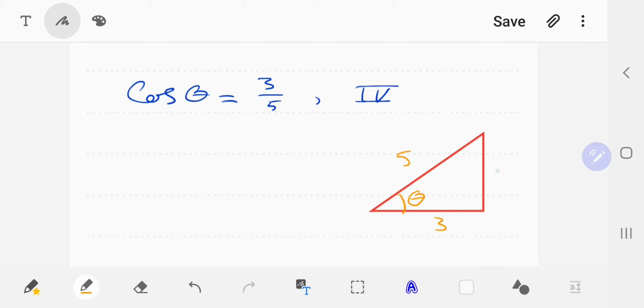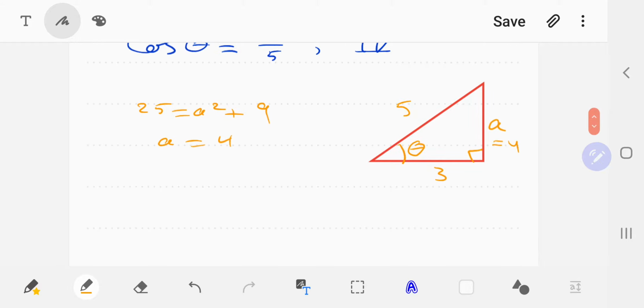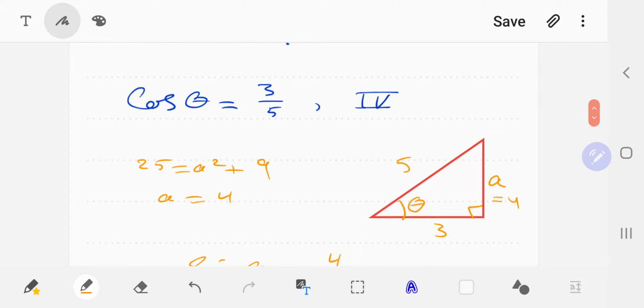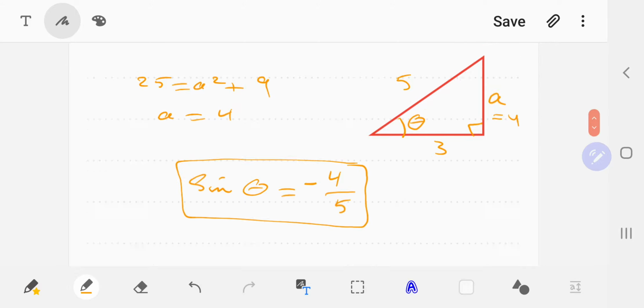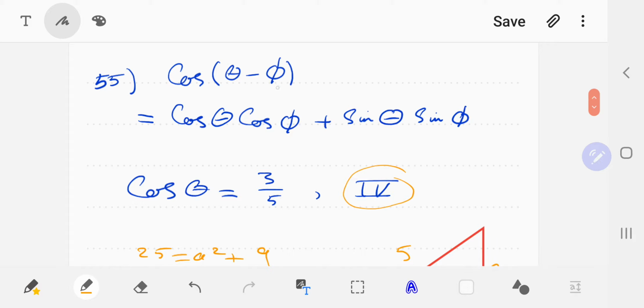We have a missing side here. Let's say A or B, whatever. By Pythagorean theorem, since this is a right triangle, 25 equals A squared plus 9, so A equals 4. That's a special right triangle, which means sine theta will be equal to 4 over 5, and we are in the fourth quadrant, so sine should be negative. This is the missing part that we have, and same thing we should do for phi.